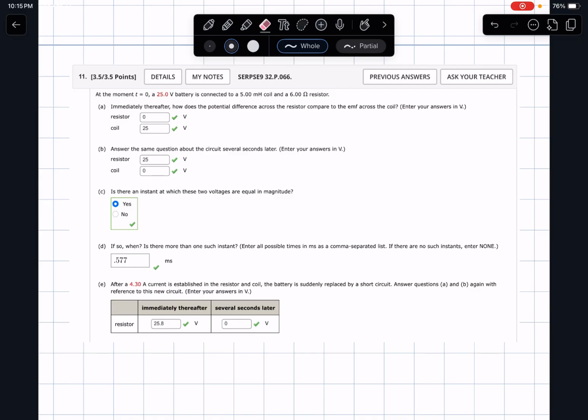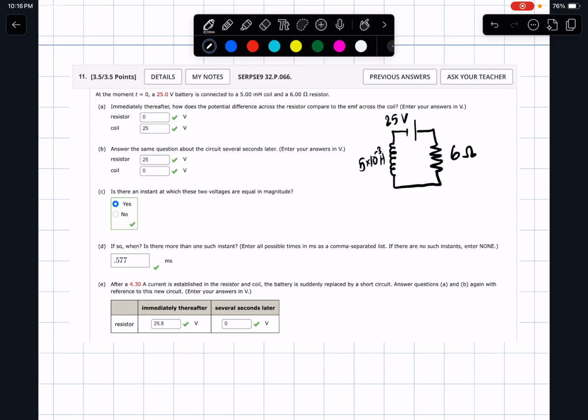So, in this problem, it says that you have a battery and it runs through a coil, so that would be an inductor. Then it runs through a resistor. So the coil is 5 millihenries, so that's 5 times 10 to the negative third henries. Your battery is 25 volts, and then the resistor is 6 ohms.